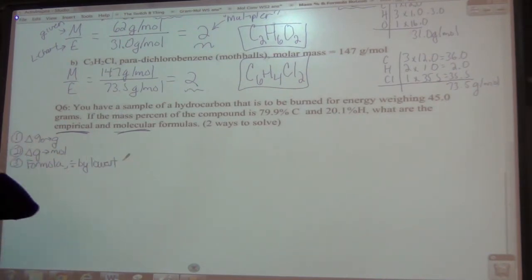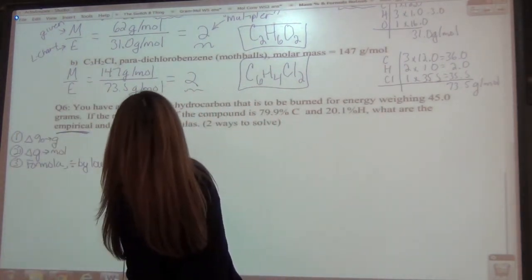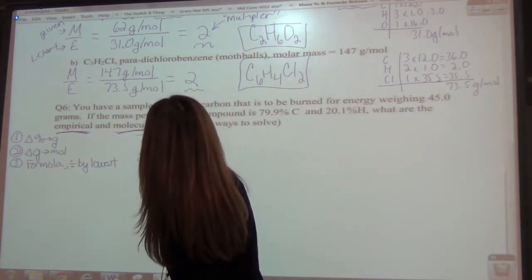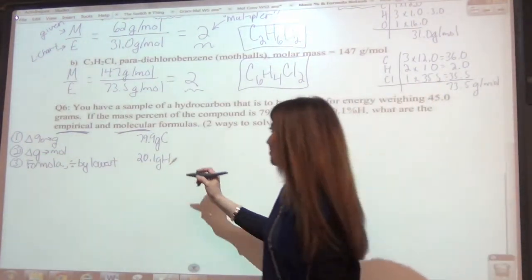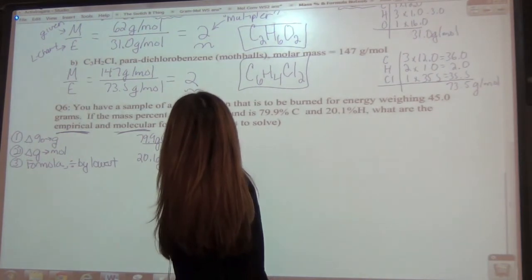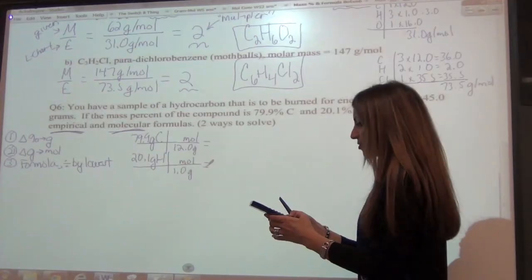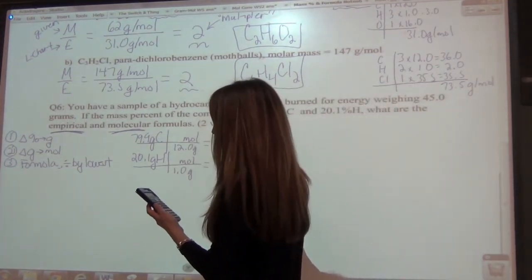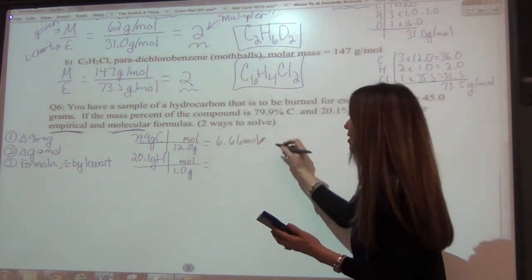All right? So we're going to do these 3 steps. We're going to change this. Instead of percent, we're going to make it grams. So 79.9 grams of carbon and 20.1 grams of hydrogen. Step 1. Step 2 is convert it to moles. Carbon's 12 grams for every mole, and hydrogen is 1 gram for every mole. 79.9 divided by 12 gives me 6.66 moles. Again, you're not rounding yet, of carbon.